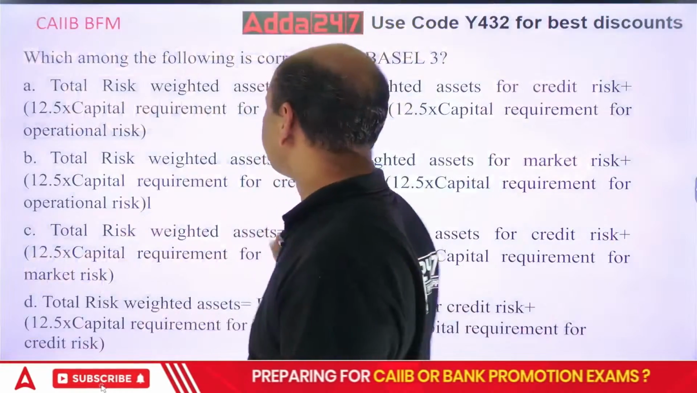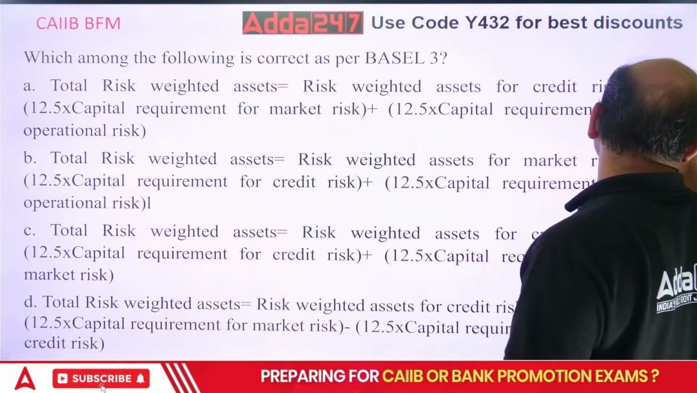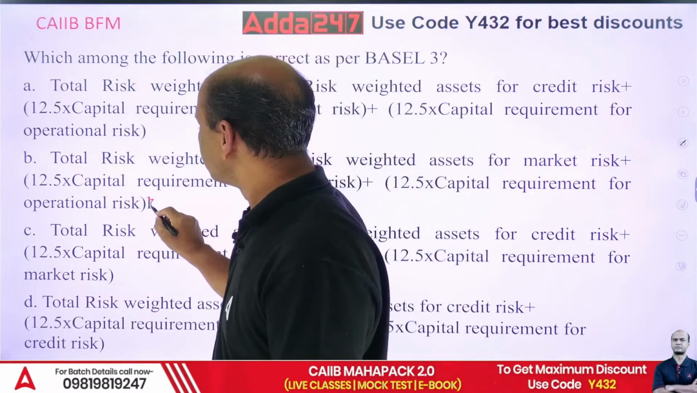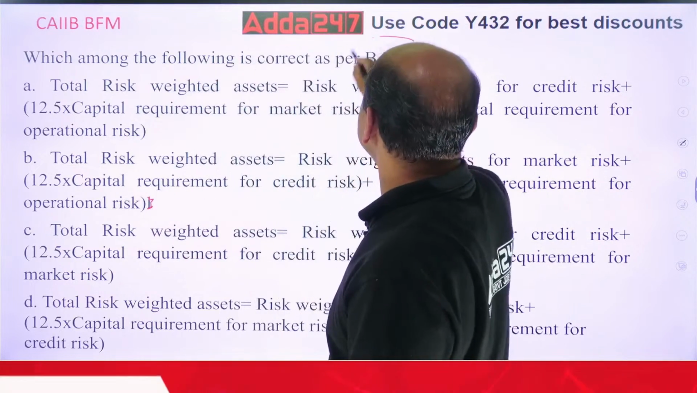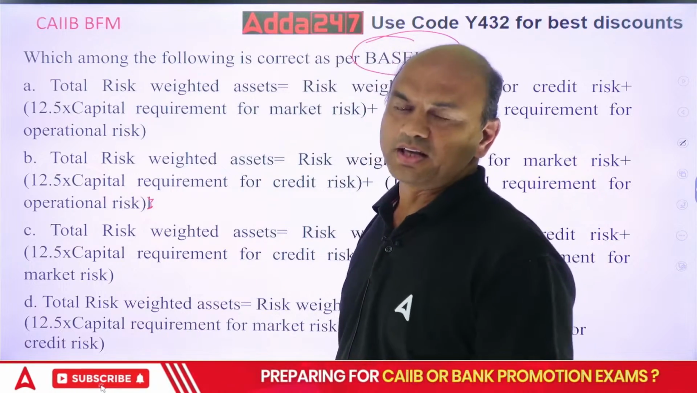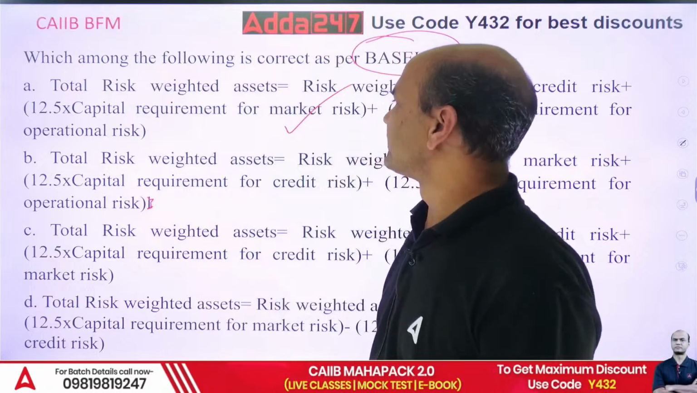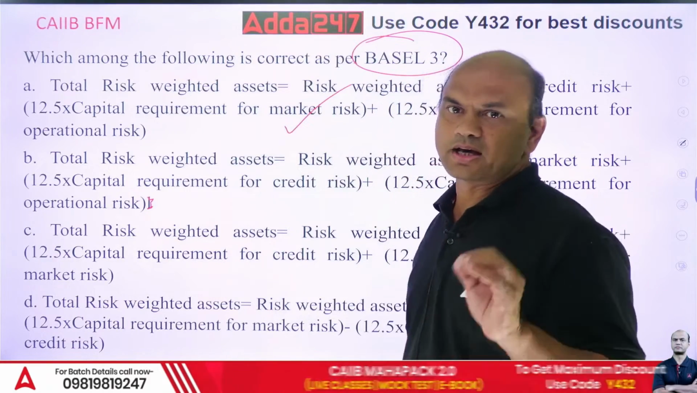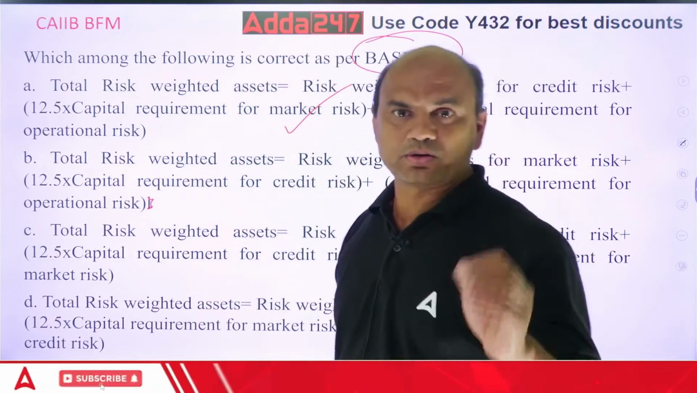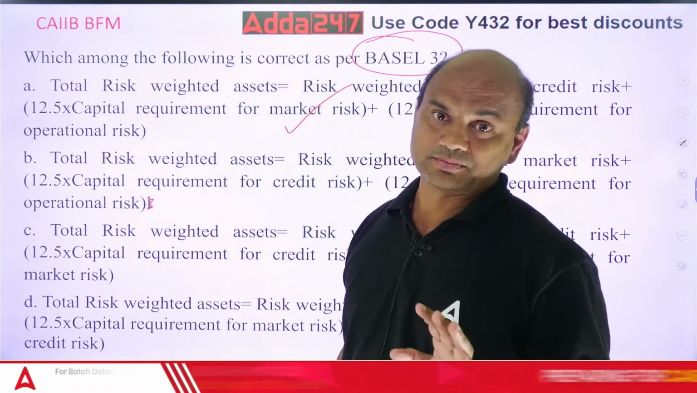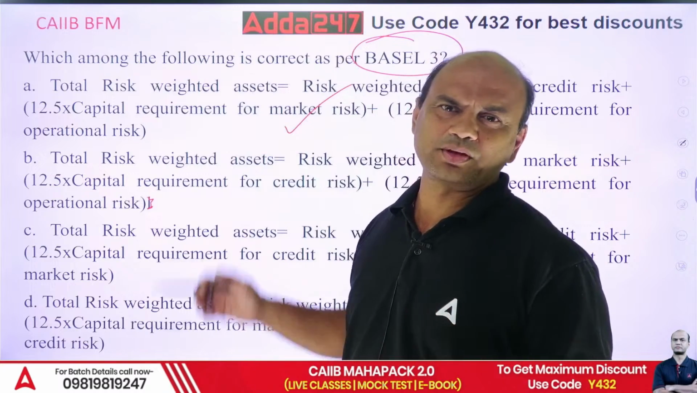So now, which one is correct over here? The answer as per the Basel, this is the correct answer: A. Always remember, RWA for credit risk will be given to you in the exam, because that is easy to calculate, that's why it is a standard one.